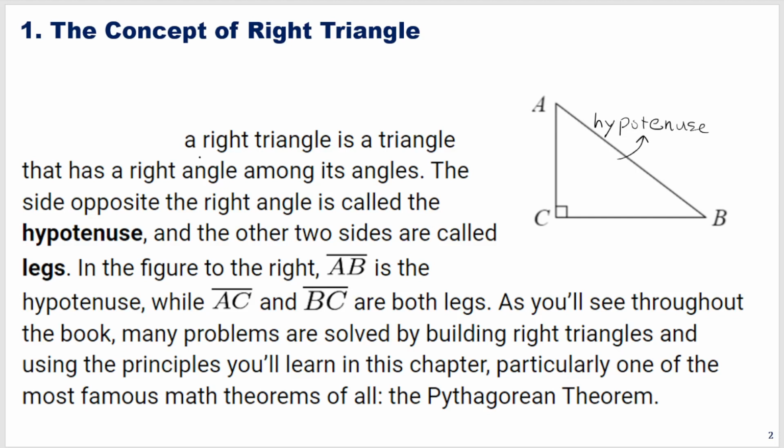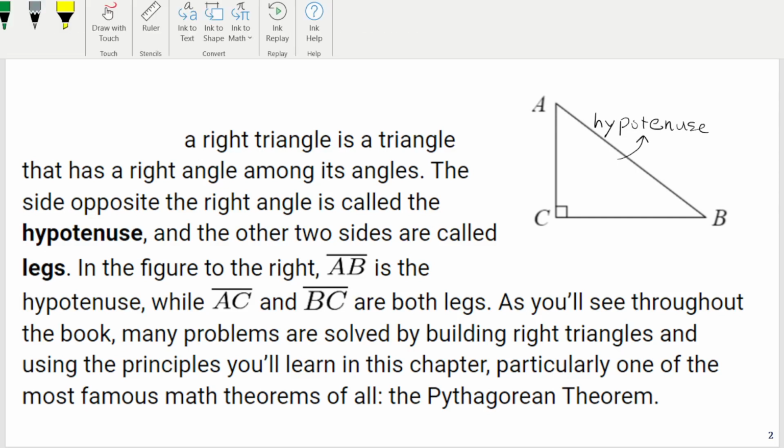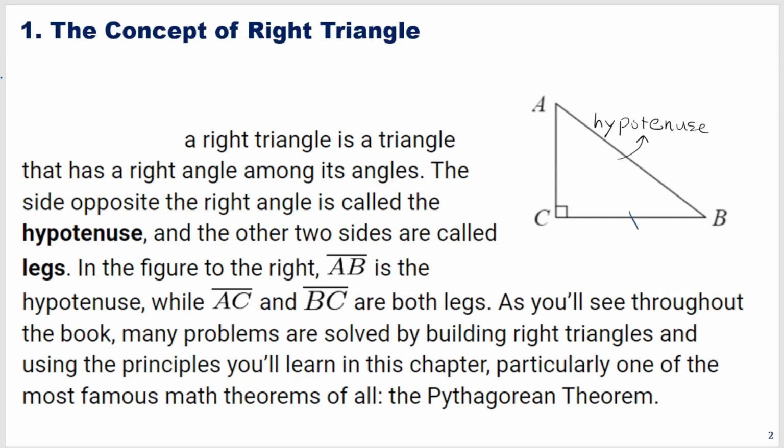So this side is the hypotenuse. And the other two sides are called legs. This is a leg, this is another leg. In the figure to the right, for example, AB is the hypotenuse, while AC and BC are both legs.